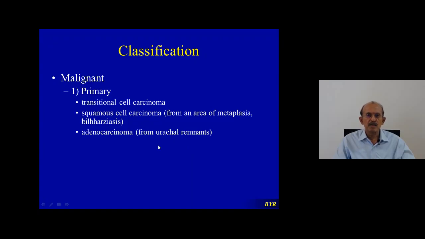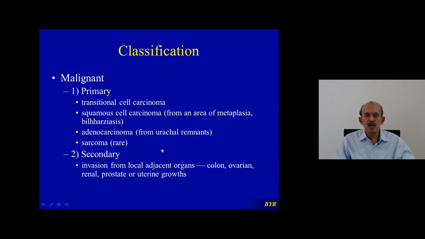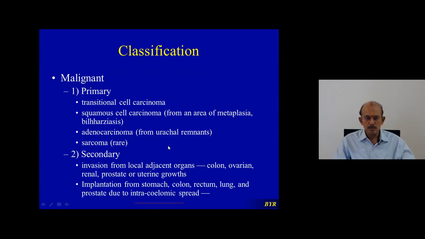We have seen the urachus. So the urachus is having glandular structure. That is why from the dome of the bladder where urachus arises, the adenocarcinoma can occur. Sarcoma of the bladder, of course, it is rare. Then secondaries in the bladder. Invasion from local adjacent organs like colon, ovary, renal, prostate, or uterine growths. Or it may be implanted through transcoelomic spread from stomach, colon, rectum, lung, prostate due to intracoelomic spread.